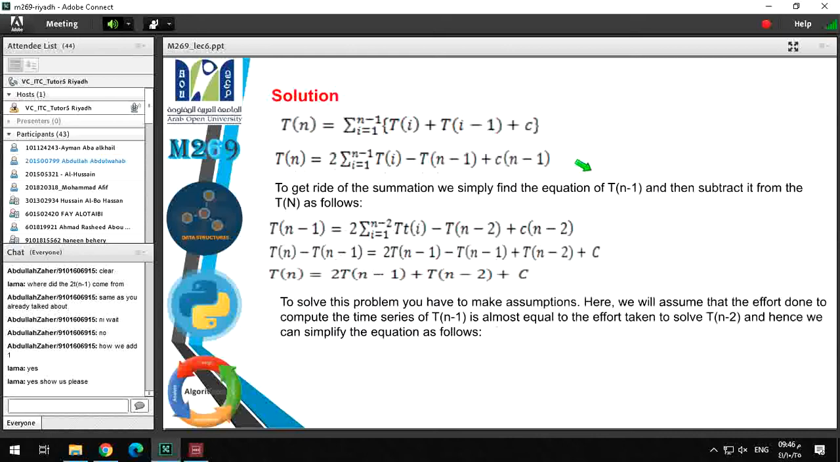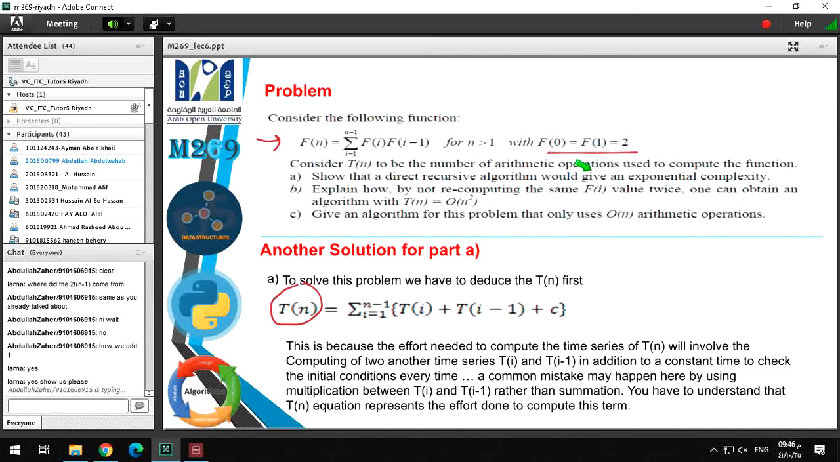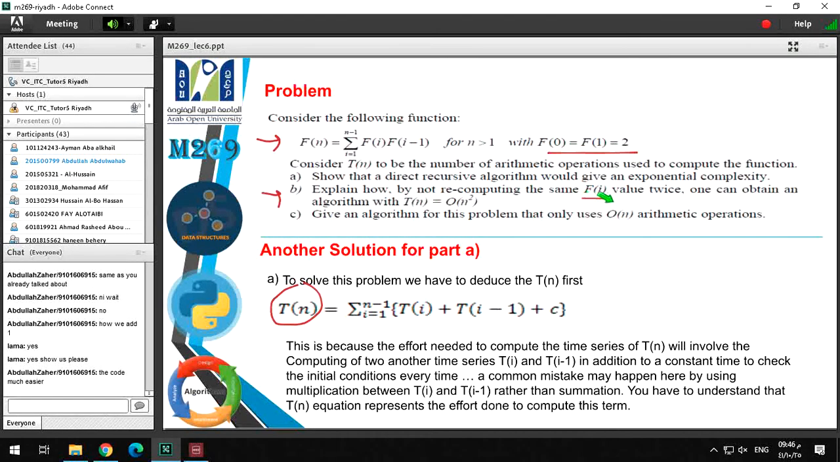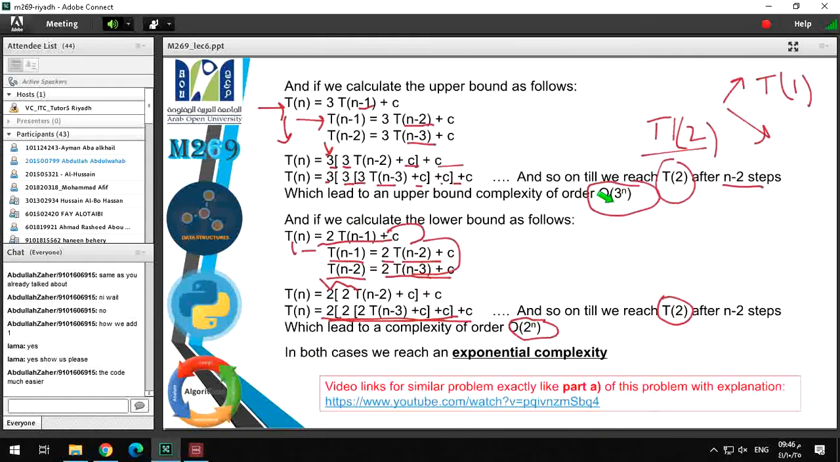Now, what is the second question, B? In B, they were asking: explain how, by not recomputing the same f(i) value twice, one can obtain an algorithm of n to the power 2, n squared. How can we make this code work in n squared without recomputing the value of f twice?